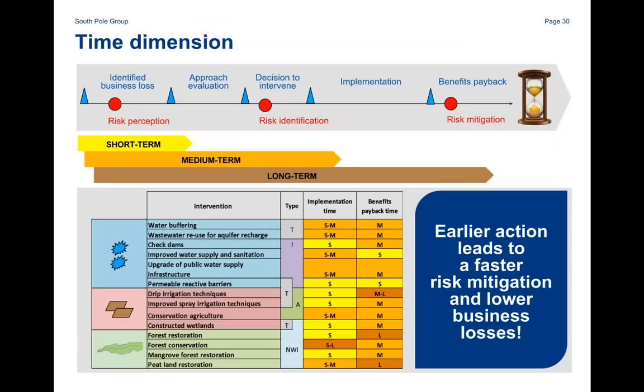As you can see, implementation time for most of the measures is within the range of 1 and 4 years, whereas the benefits payback time often occurs in the medium term. The message here is that, of course, the earlier action is taken by companies in mitigating the risks in its production lines, the lower are the business losses that the company faces, because the more options are available for intervention.